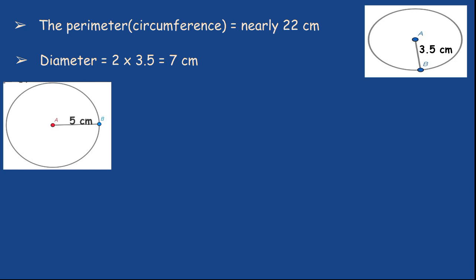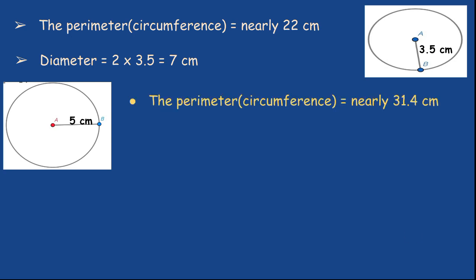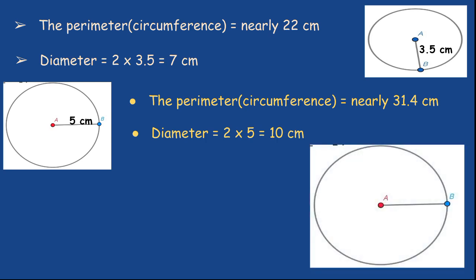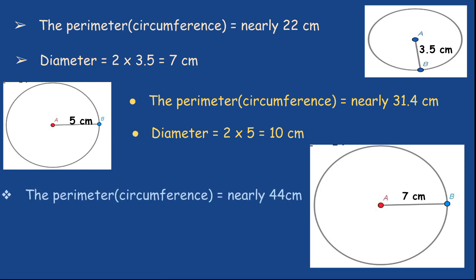Let us take one more circle. Here the radius of this circle is 5 centimeters. Then the perimeter or the circumference of this circle will be nearly equal to 31.4 centimeters. And the diameter is double the radius, 2 into 5, 10 centimeters. Let us take one more circle in which the radius is equal to 7 centimeters. So the circumference will be nearly equal to 44 centimeters and its diameter will be 2 into 7, 14 centimeters.